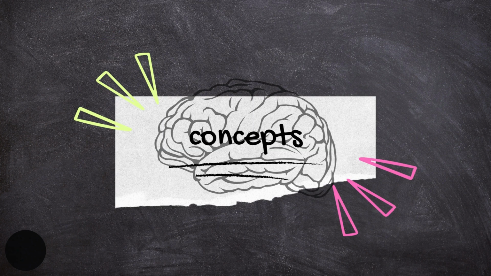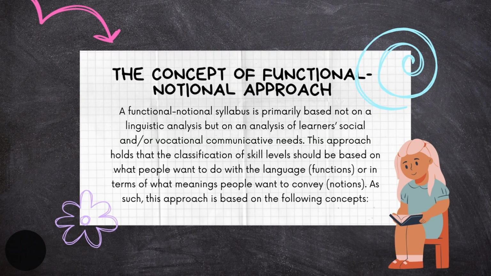So the concept of the functional notional approach is a functional notional syllabus. A functional notional syllabus is primarily based not on a linguistic analysis but on an analysis of learners' social and or vocational communicative needs. So this approach holds that the classification of skill levels should be based on what people want to do with the language, or the functions, or in terms of what meanings people want to convey. That means it is the notions.